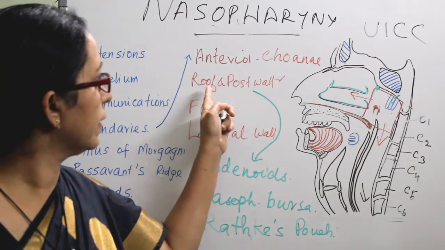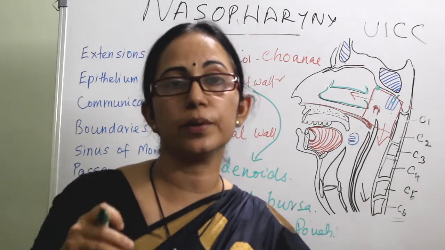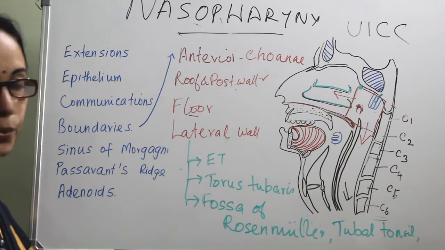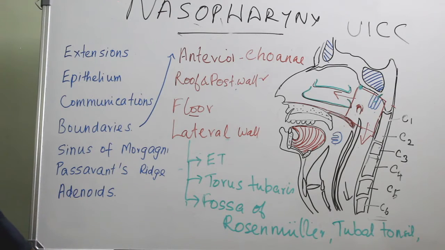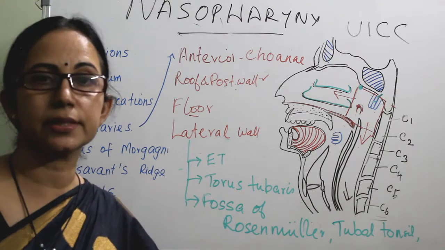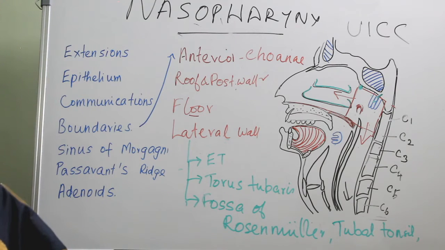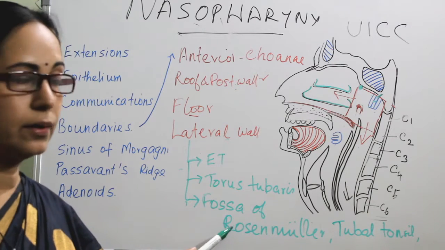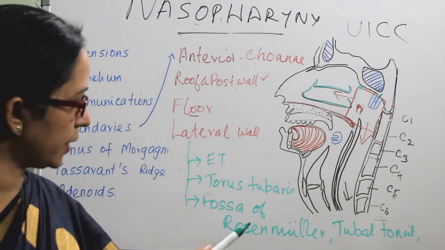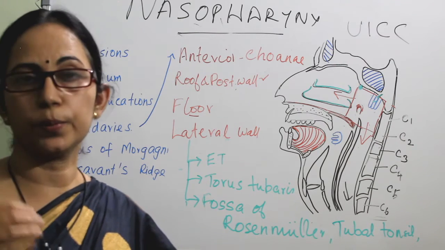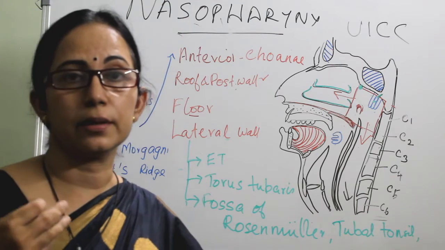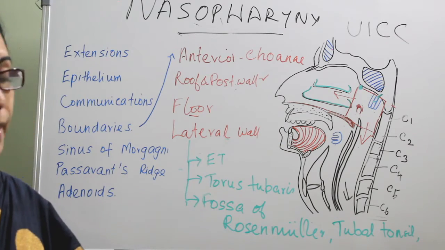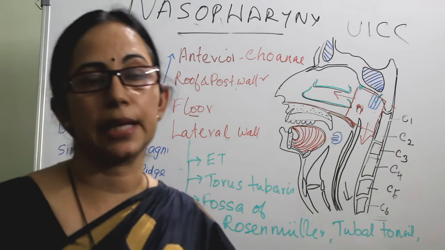So inside, attached to the roof and posterior wall, you can see these structures. On the lateral wall from anterior to posterior, first you can see the pharyngeal opening of the Eustachian tube. Then behind that is a tubal elevation called torus tubaris. And behind the elevation there is a potential space called the fossa of Rosenmuller, which is the commonest site of origin of nasopharyngeal carcinoma. And also there is a tubal tonsil which forms part of Waldeyer's ring along with adenoid and the palatine tonsil, and also there is a salpingopharyngeal fold.